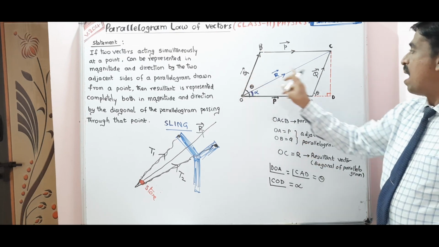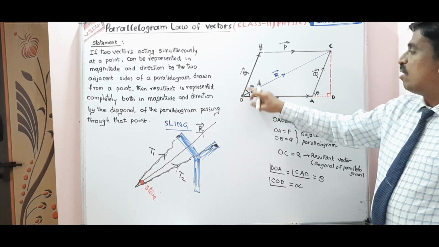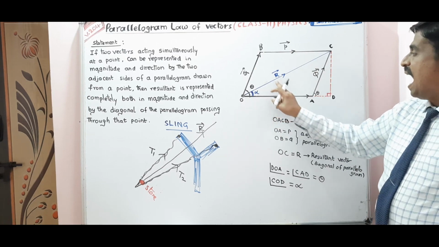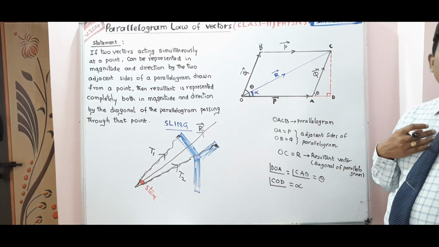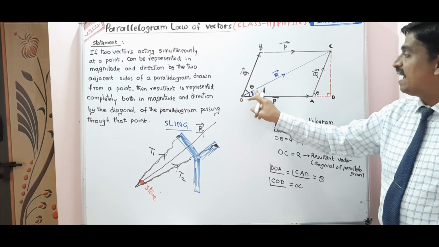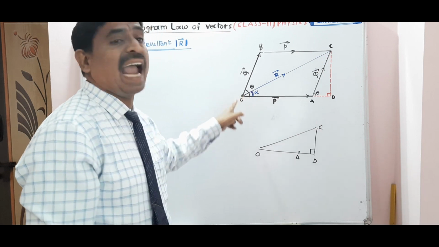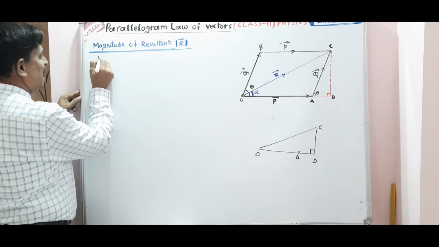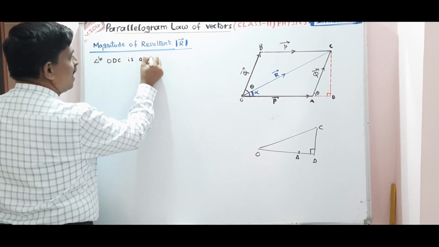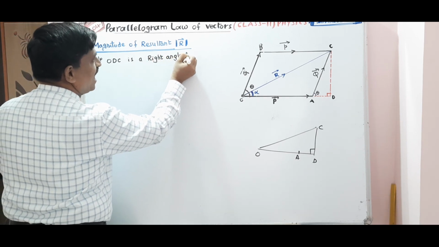In a parallelogram, opposite sides are equal. Now, this is OA and OB. The angle between these two is theta. Alpha is the angle between the resultant and P. Now, our aim is to find the magnitude of this resultant and the direction of the resultant. So, ODC is a right angled triangle.